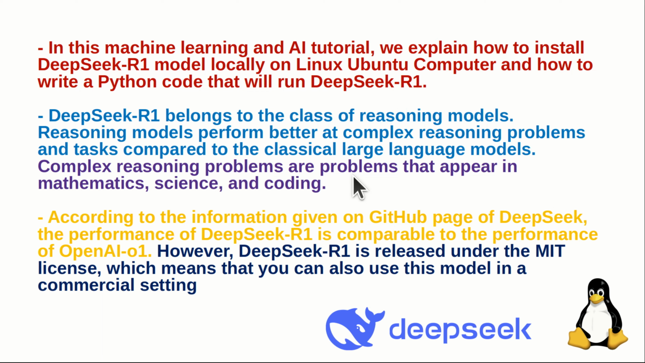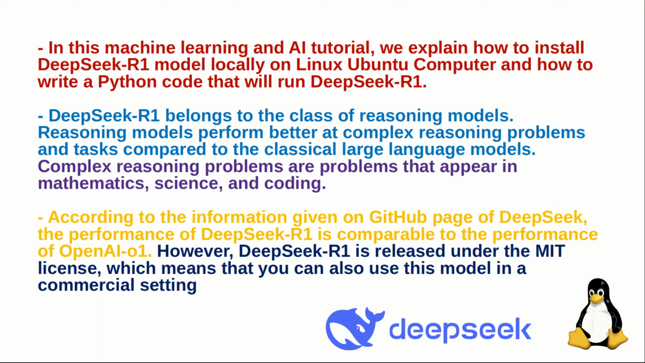DeepSeek R1 belongs to the class of reasoning models. Reasoning models perform better at complex reasoning problems and tasks compared to the classical large language models. Complex reasoning problems are problems that appear in mathematics, science, and coding.